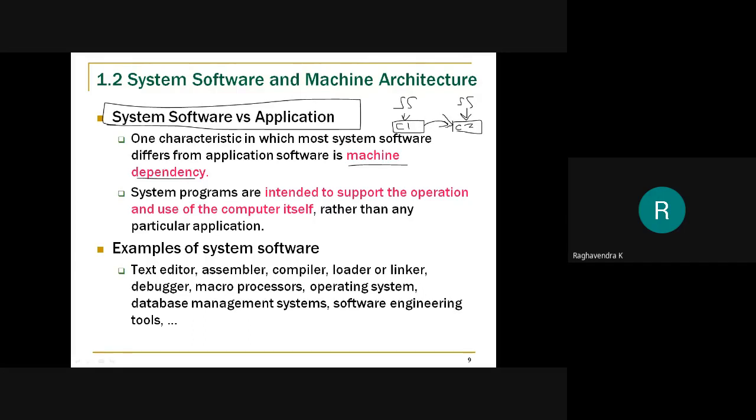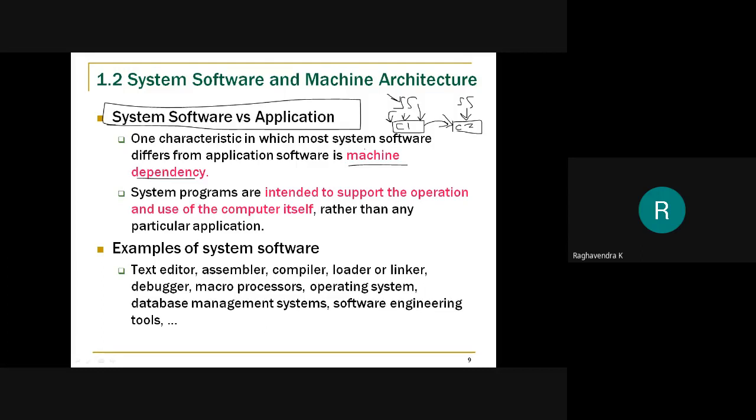Then it may not run. Then I can say that this particular system software is dependent upon computer one. You also use the term portability. So it is not portable. This particular system software is not portable. It only runs on machine C1, right? So this is called machine dependency.